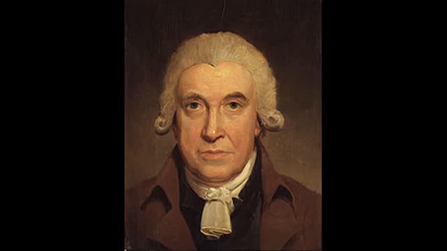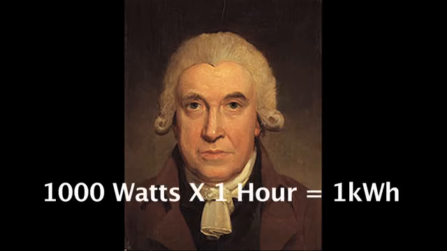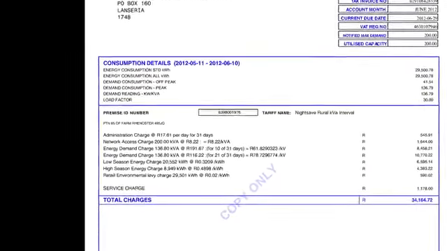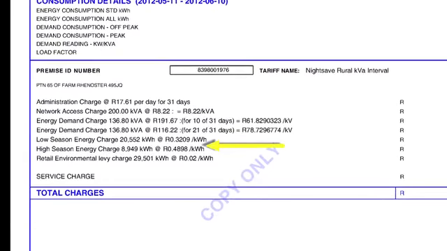In physics, power is the rate at which work is performed, and the unit of power is the watt, in honor of James Watt, the 18th century developer of the steam engine. So when you use 1000 watts for 1 hour, that's a kilowatt hour. The kilowatt hour is most commonly known as a billing unit for the amount of energy delivered to consumers by electric utilities such as Eskom or a municipality.